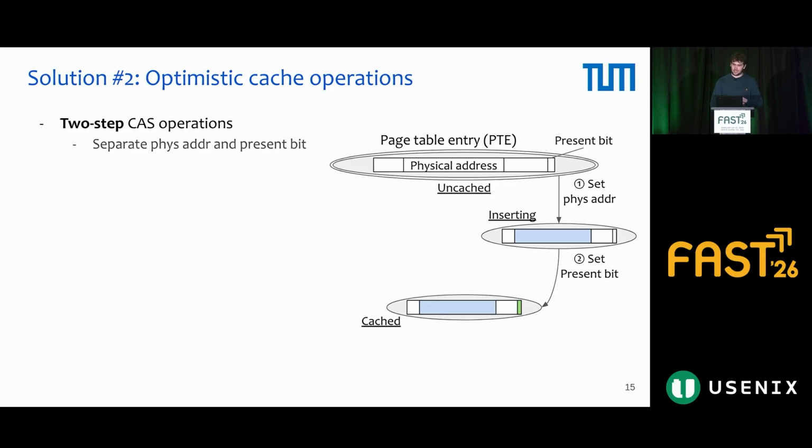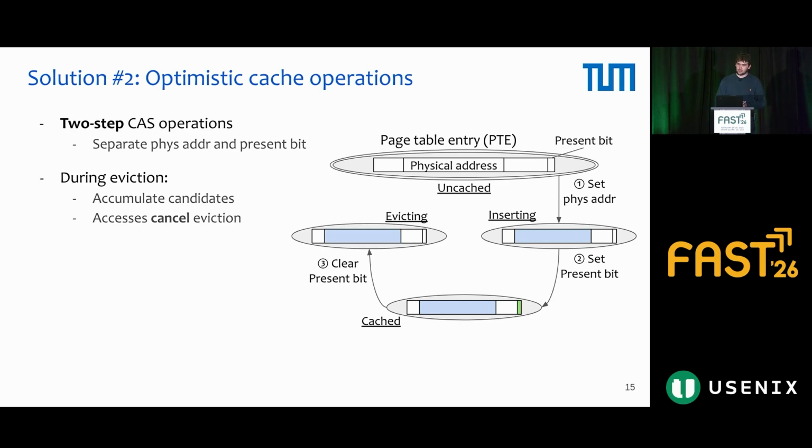If a concurrent thread accesses the page when it is uncached, then it will contend to set the physical address. And if it loses the race, or if another thread accesses the page while it is being inserted, then it will just wait for the present bit to be set. Now, when a thread is evicting a page, it starts by clearing the present bit. And once it has found enough candidates, it can invalidate the TLB for this batch. Then it can clear the physical address of those pages. And if another thread accesses a candidate, it will simply set the present bit again, which cancels the eviction.